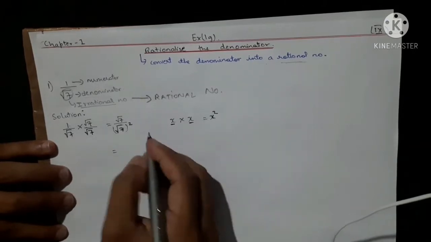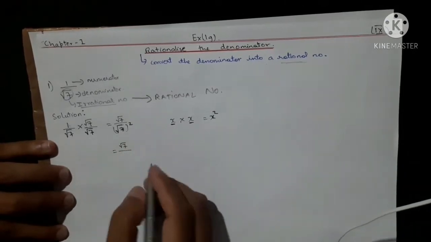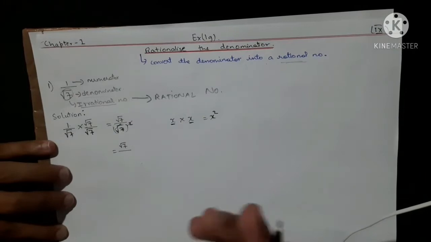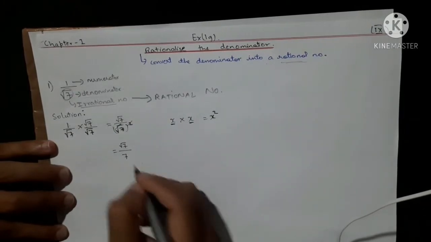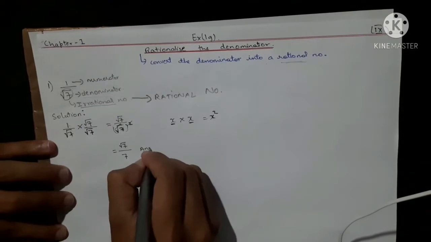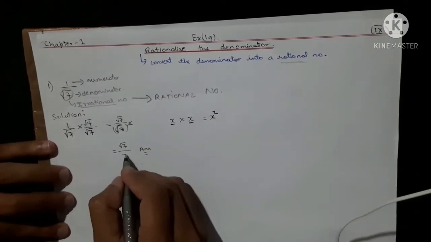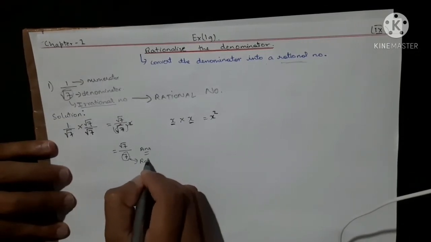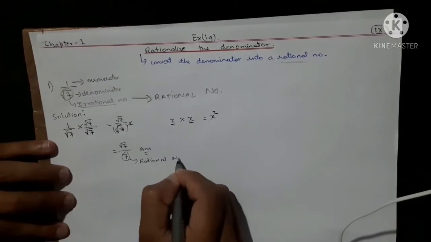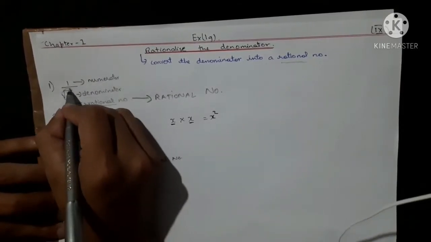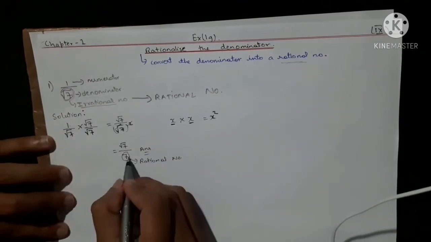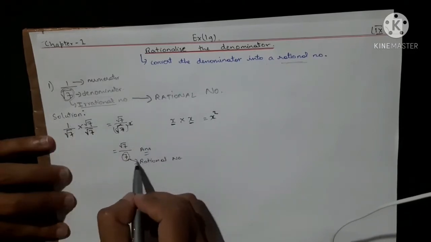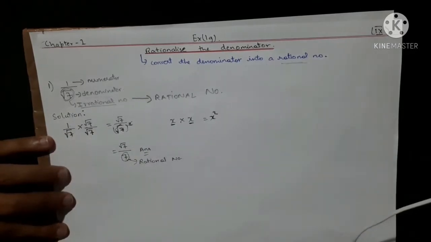And this equals square root 7 divided by square root 7 whole thing square. Remember, this square and square root always cancel each other, and we got only 7. So this is the final result, because you see here the denominator is 7, and 7 is a rational number. So hence we have converted this irrational number into a rational number. The denominator was an irrational number, we have converted it into a rational number. Hence this is the answer.